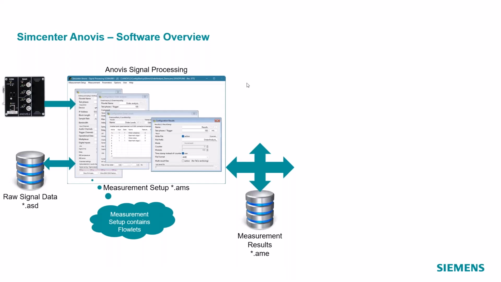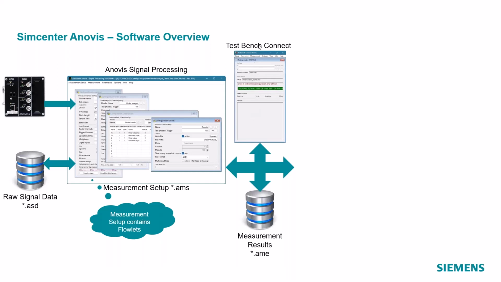And the results, I already mentioned it, we transmit them to the test bench via a software that is called Test Bench Connect. So this is the interface to the test bench PLC, which controls the ANOVUS system, starts the measurement, stops the measurement, starts and stops several measurement steps, sets up parameters according to the device that has to be tested, and at the end receives a list of metrics that is transmitted to the test bench and to the quality database so that we can perform the test.